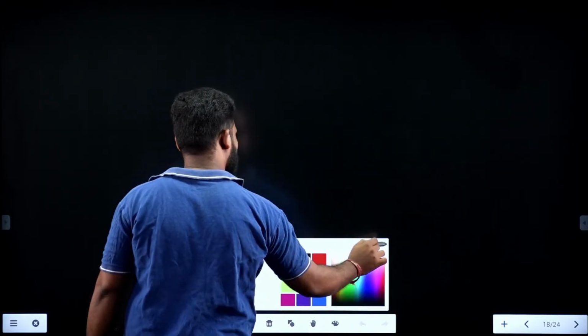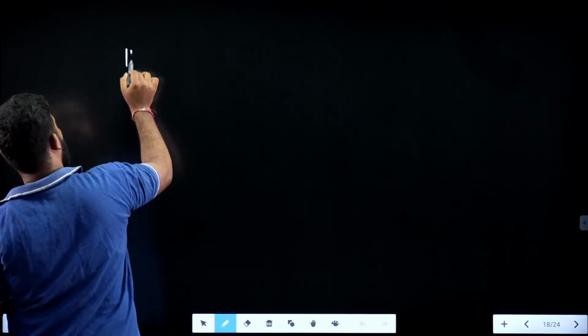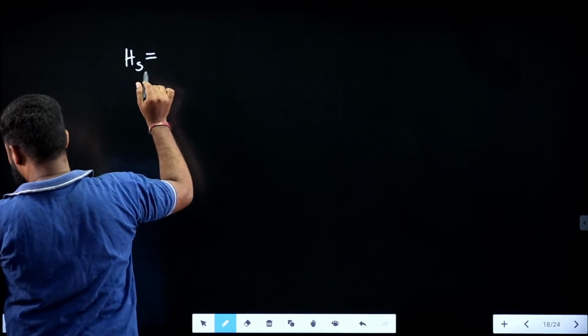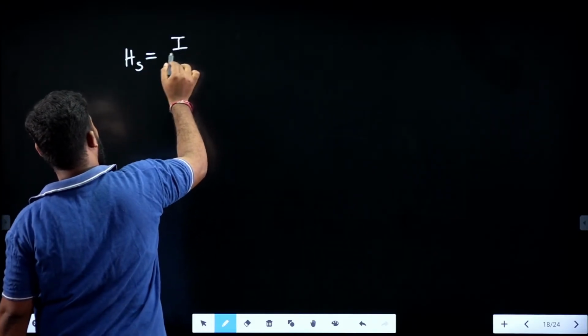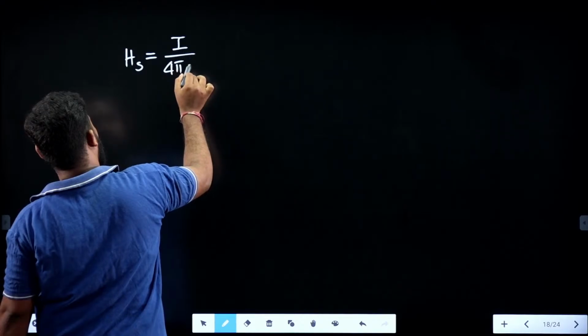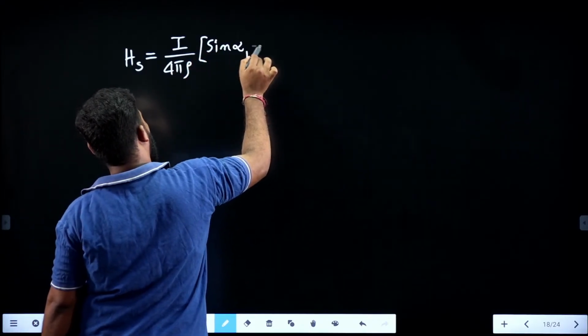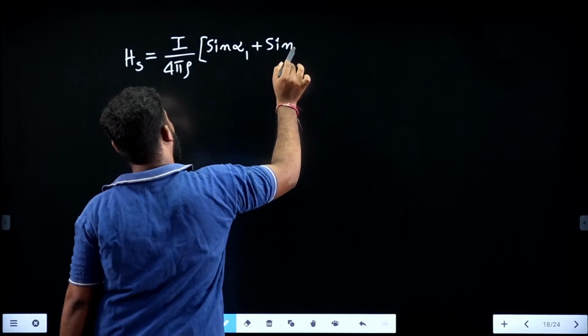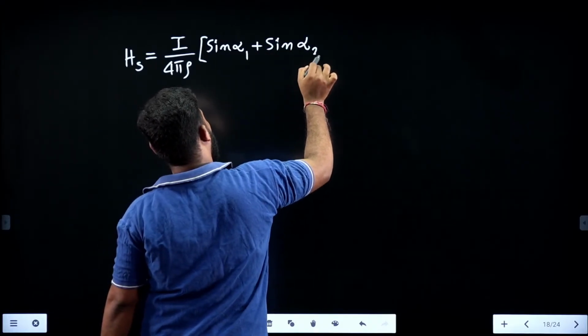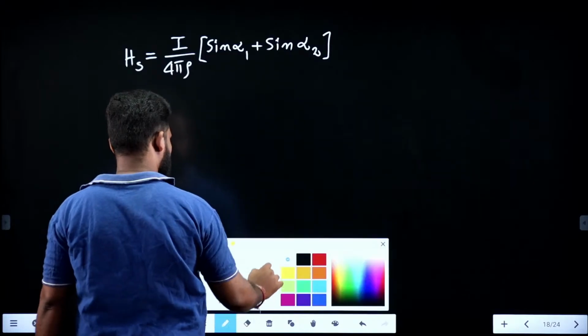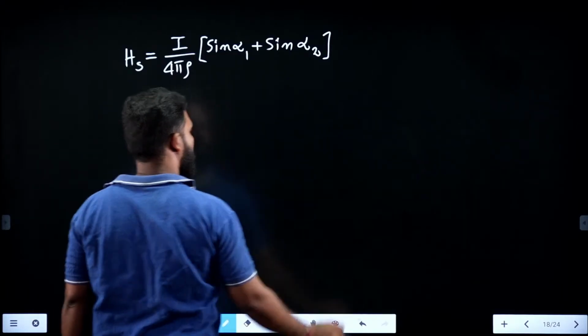What is the formula? H, I will call it as Hs, the magnetic field due to each side, which is equal to I by 4 pi rho into sine alpha 1 plus sine alpha 2.